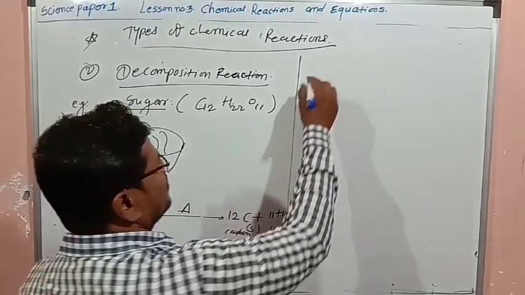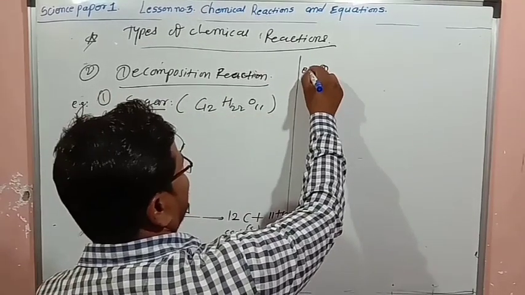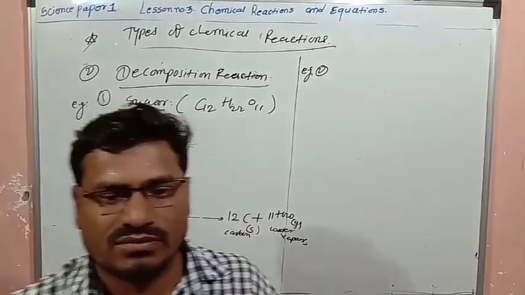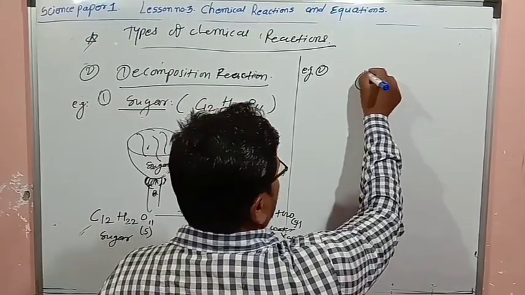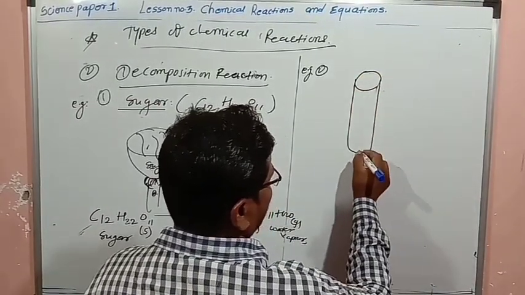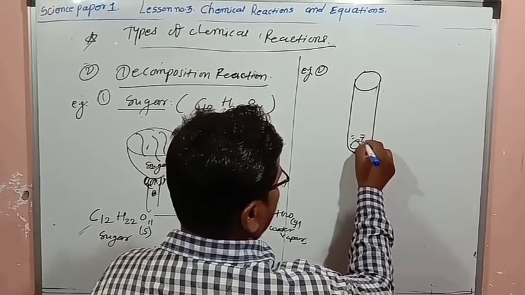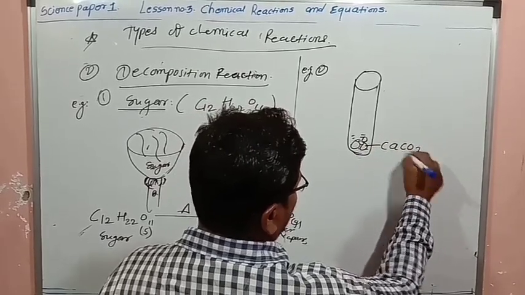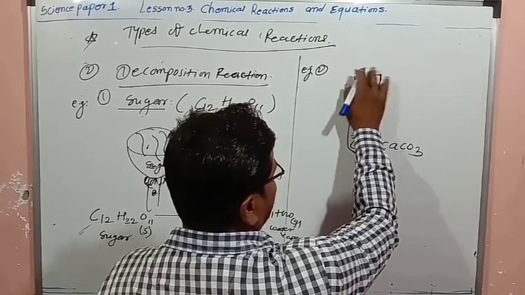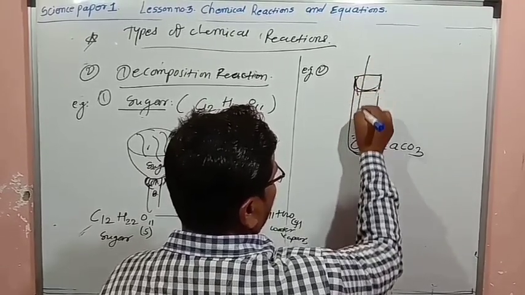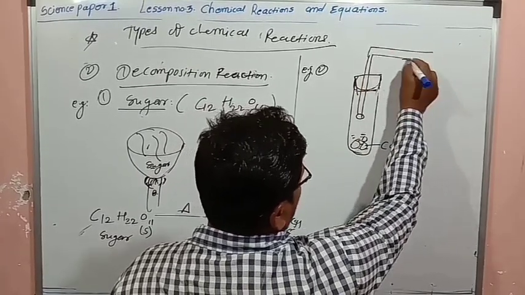So that was the first example, and now the second activity. Suppose you take one test tube, and in that test tube you take limestone, that is CaCO3. You fix it with a rubber cork, and in that you fix one glass tube, a bent tube.